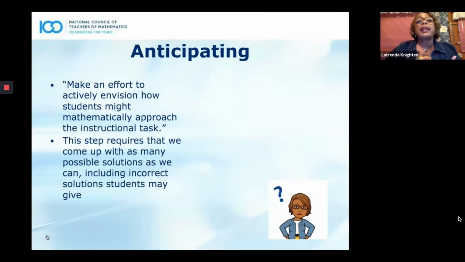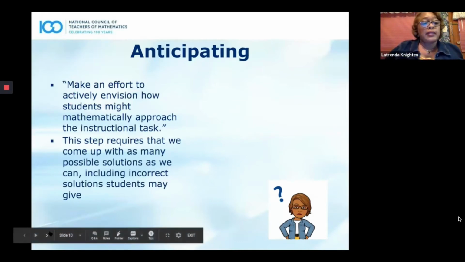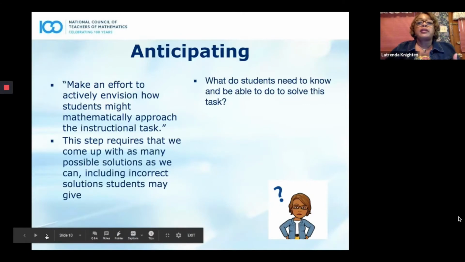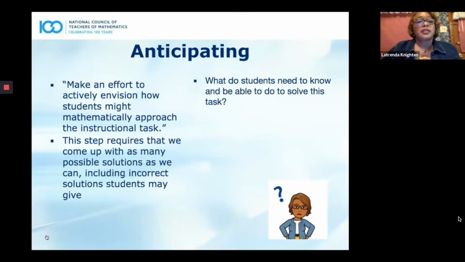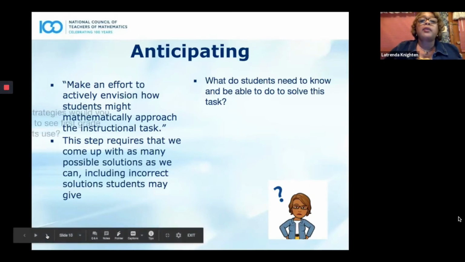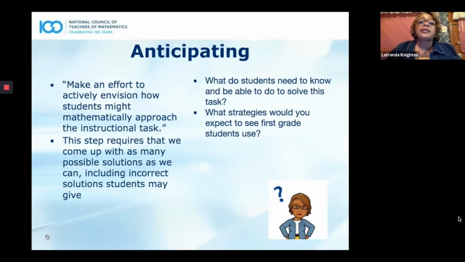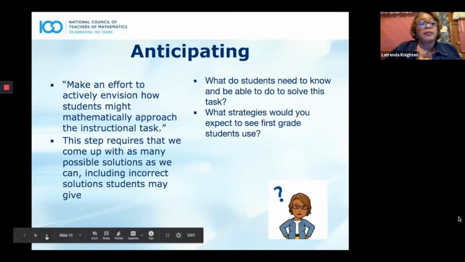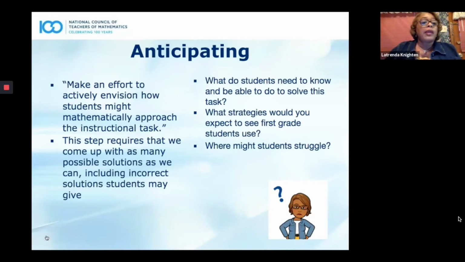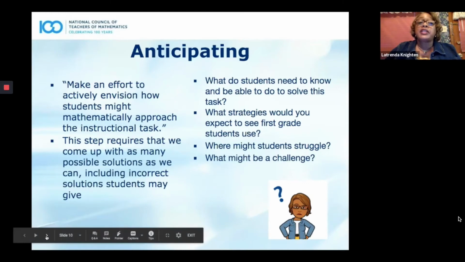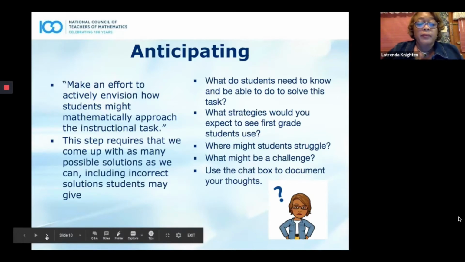So having a plan for what are those incorrect pieces they may have. We've already done this part where you describe what students should know and be able to do to solve this task. But now I want you to think about the strategies that you might expect to see a first grade student use. Think about where kids may struggle and what some of the challenges are that students may encounter. And use the chat box to document your thoughts here as well.